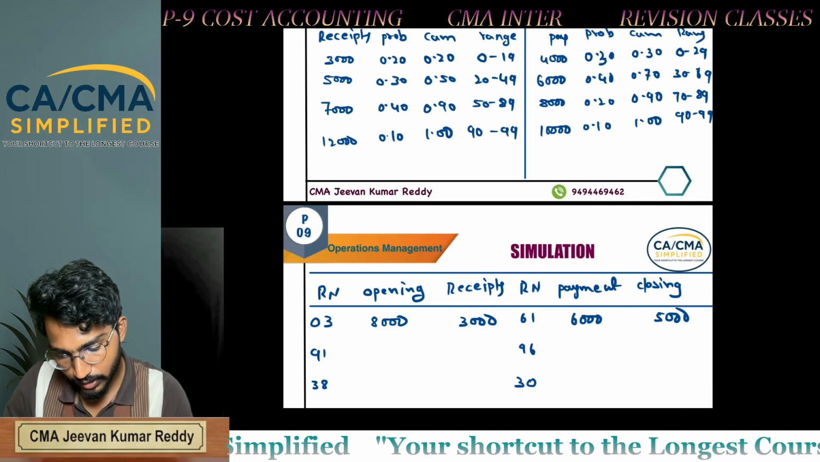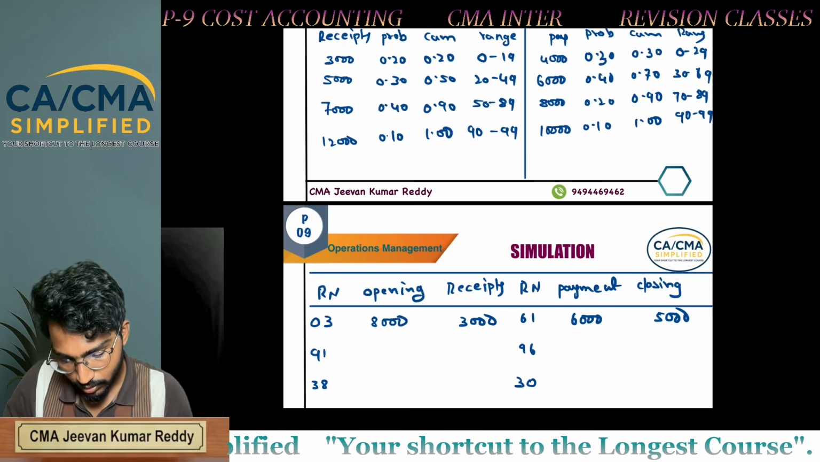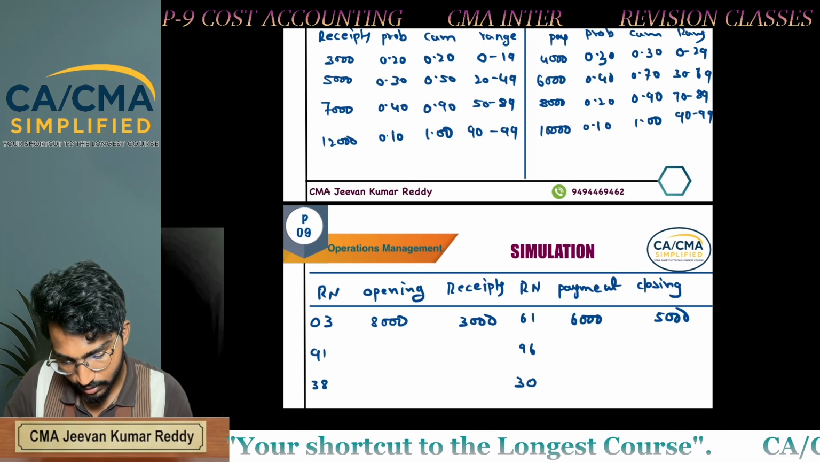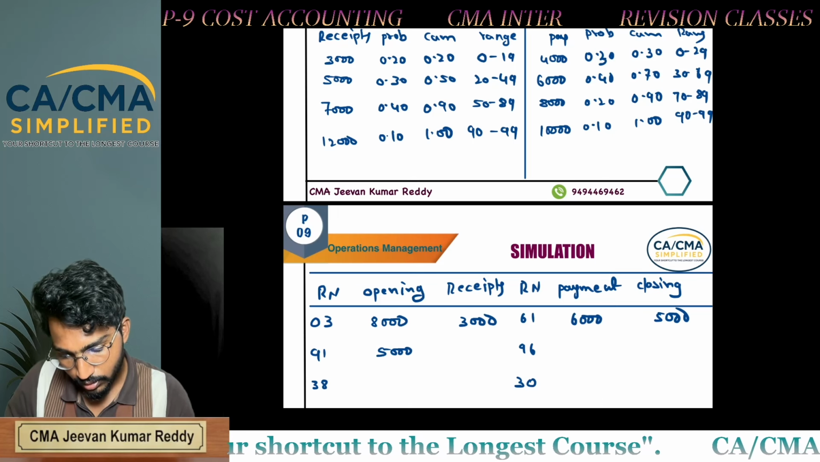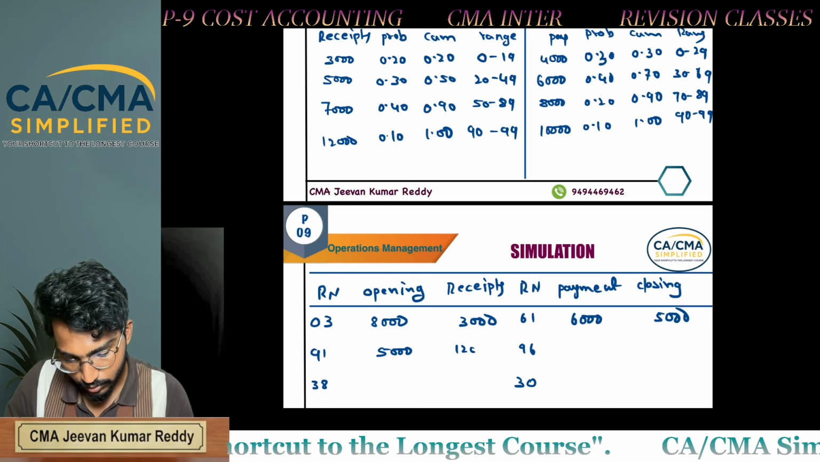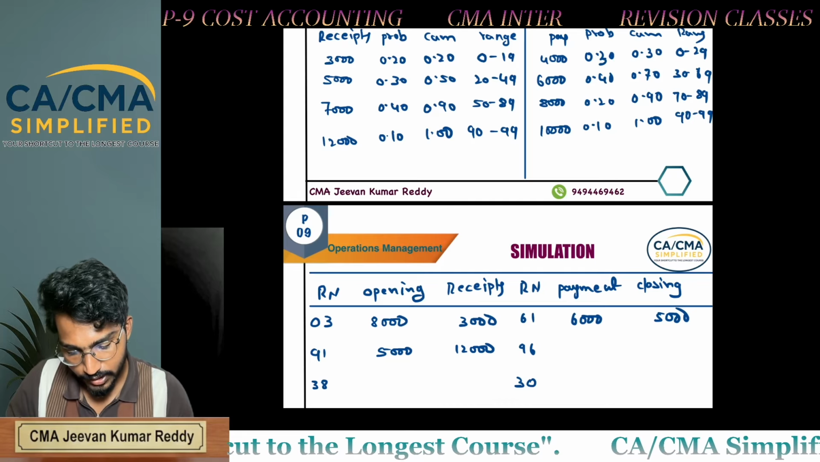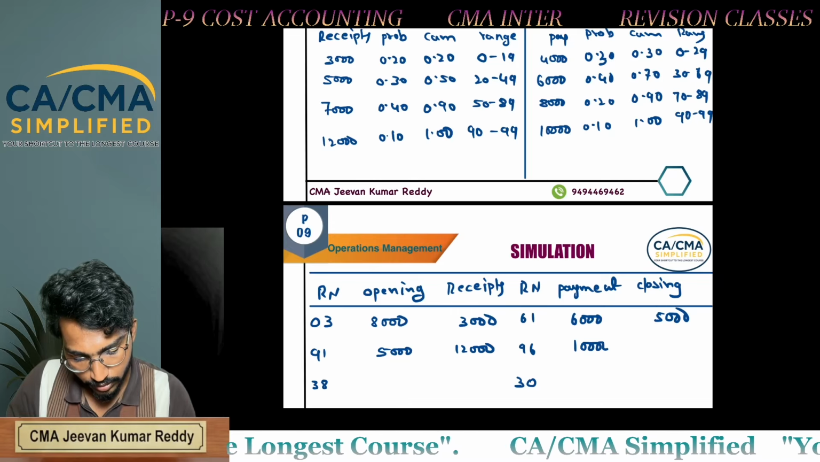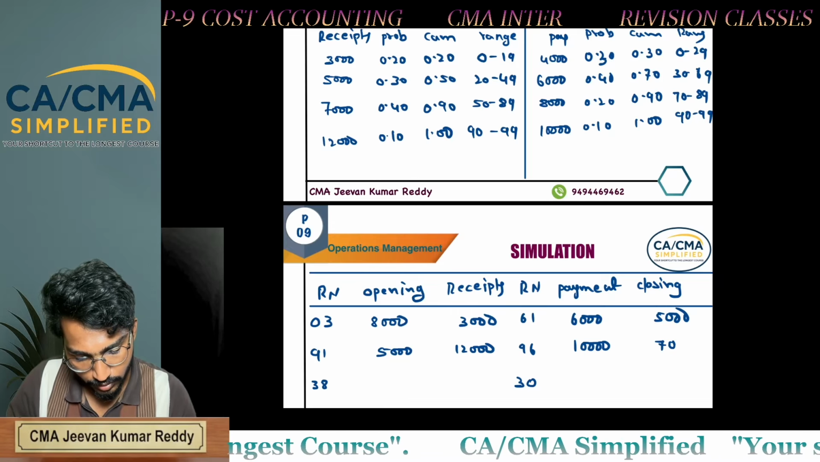91 falls between 90 and 99, that is 12,000. Opening balance is 5,000 and receipt is 12,000. Total we have 17,000. 96 payment, that is we paid 10,000, we are left with 7,000.